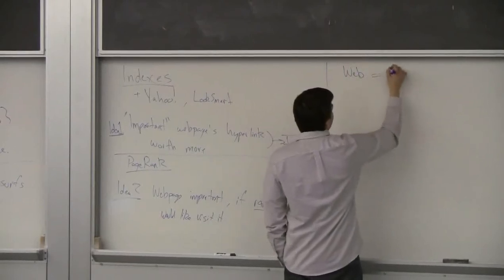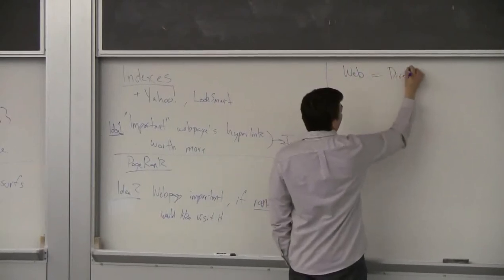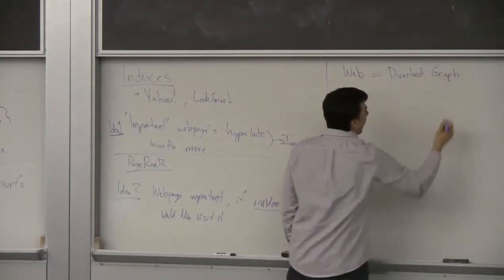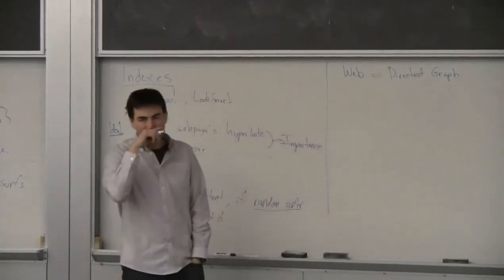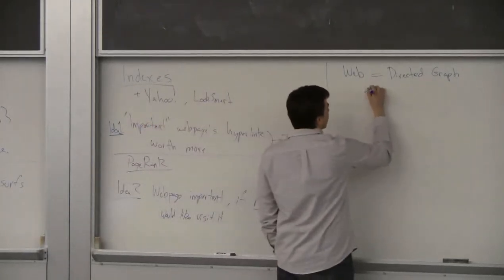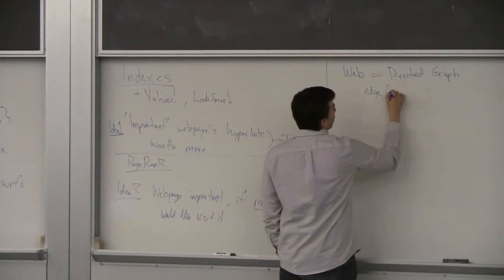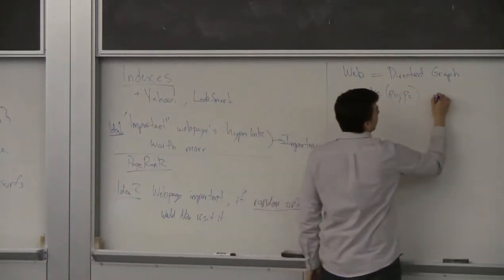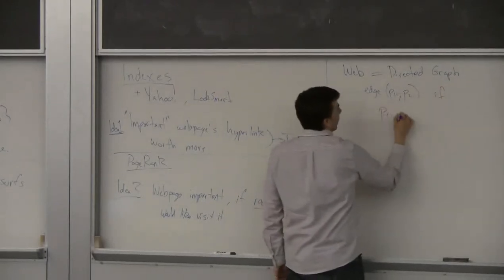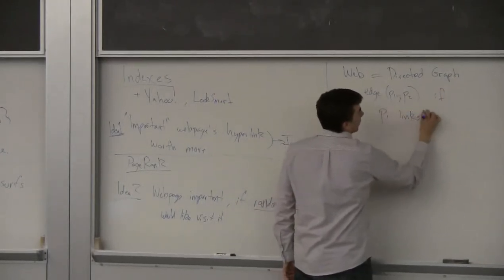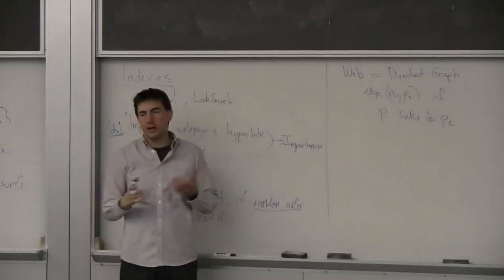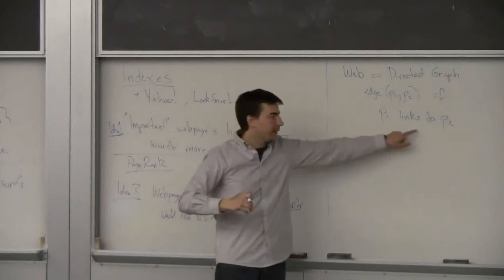the web is going to equal a directed graph where an edge from P1 to P2 exists if P1 links to P2. Right? So you can have a crawler go to a web page P1 and find all the pages it links to, P2, and these are the edges in your graph.